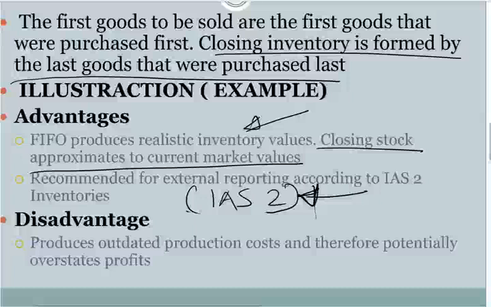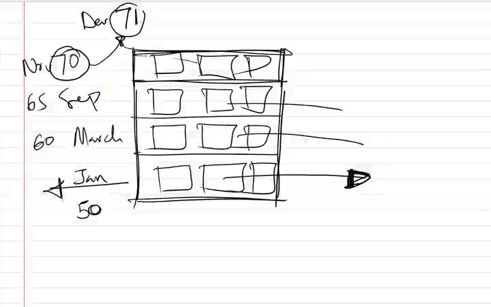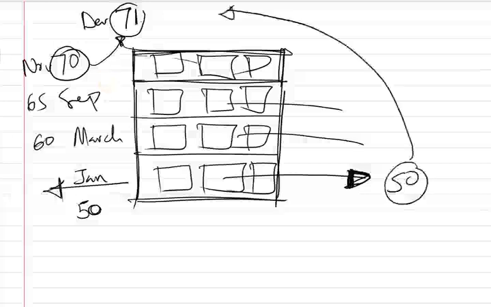While the disadvantage is it produces outdated cost of production, therefore potential overstatement of profit. So now when we are going to look at cost of production, we're going to look at those that we have sold. Because if we sell this one, we're going to value them at 50. If you compare with the current market price, it's going to be a difference of 21. This figure is outdated.